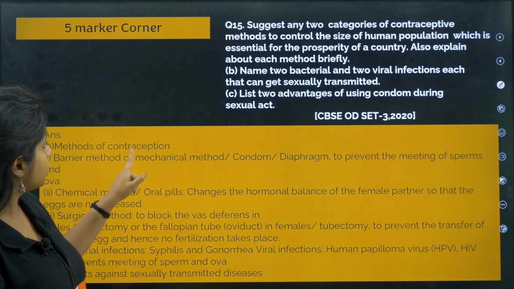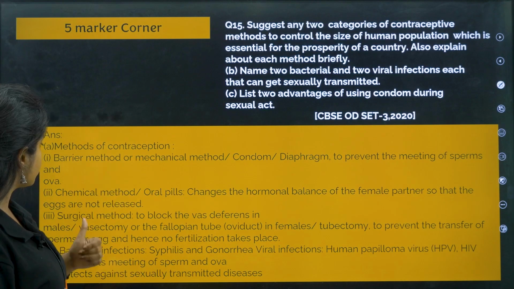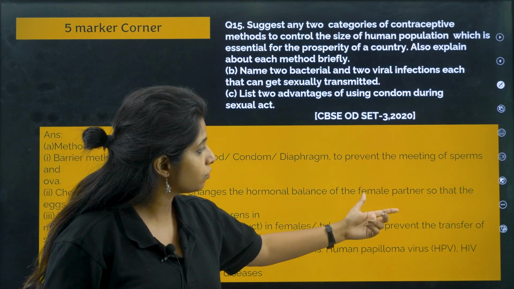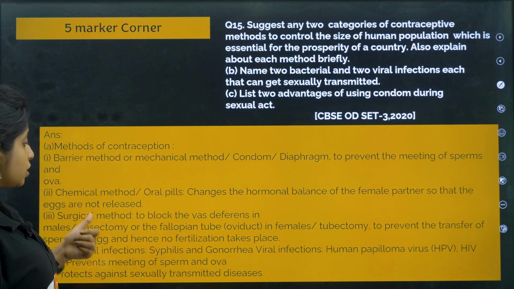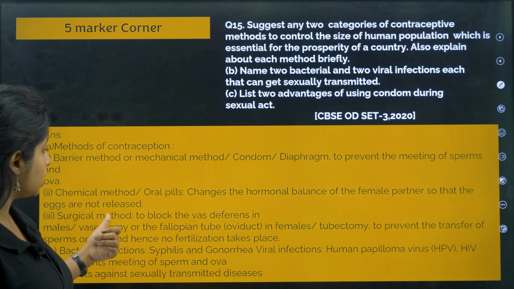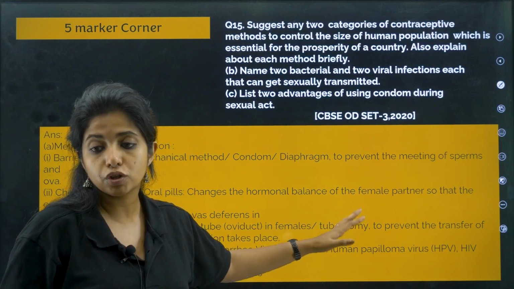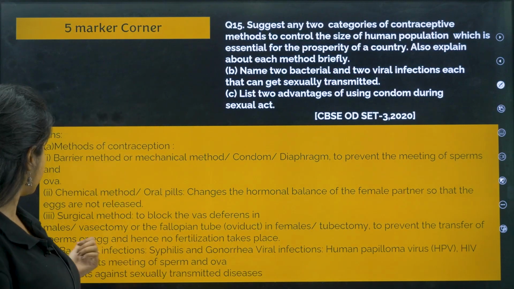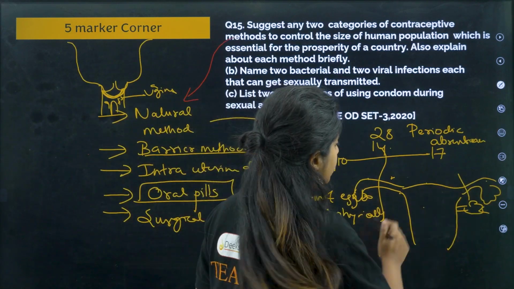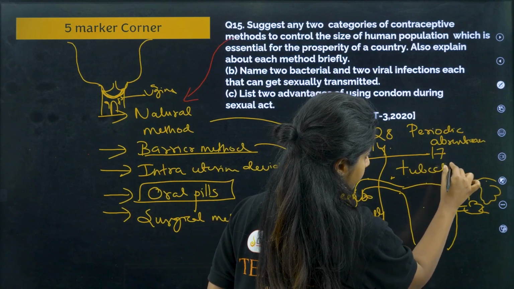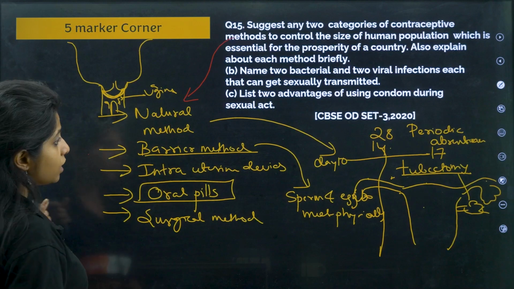So what are the things? Methods of contraception: barrier method or mechanical method, condom, diaphragm to prevent the meeting of sperms and ova. Chemical method changes the hormonal balance of the body so that eggs are not being released, or basically it makes the uterus unsuitable. Surgical method to block the vas deferens in the males, that is known as vasectomy, or the fallopian tubes in the female, that is known as tubectomy. So over here, to prevent what? The transfer of sperm or egg, and hence no fertilization takes place. So this method where I am cutting the fallopian tube, what do I call this as? Tubectomy.